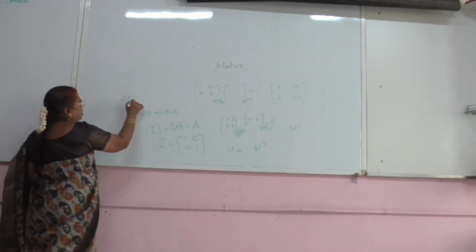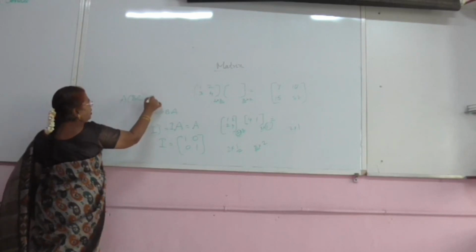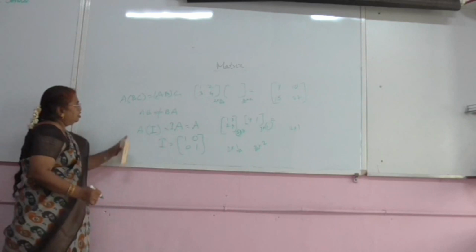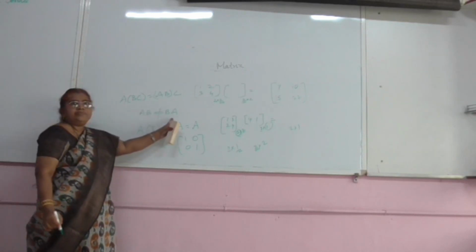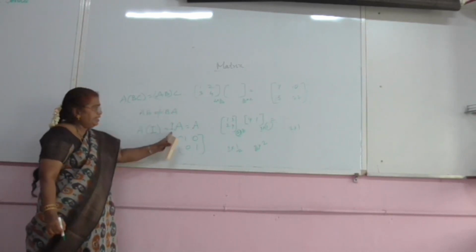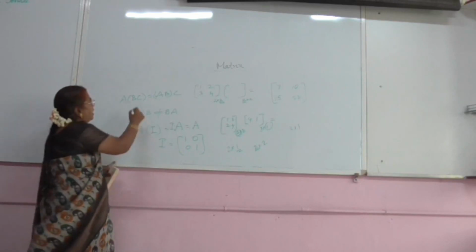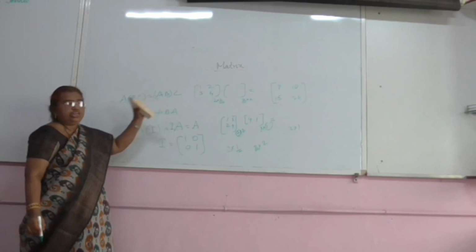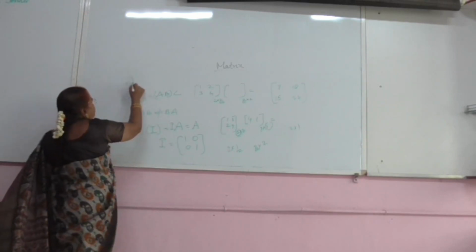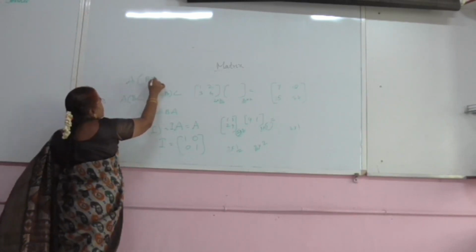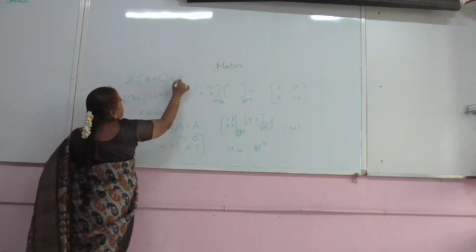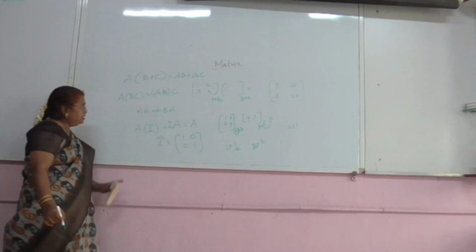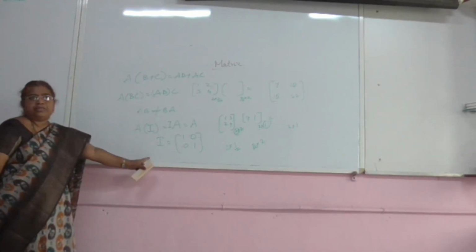Here we have the associative property. A into BC is always equal to AB into C. The commutative property is not satisfied by matrices, the identity element is the unit matrix, and the associative property holds. A into BC equals AB into C. And here we have the distributive law also. A into B plus C equals AB plus AC. These are the properties under multiplication.